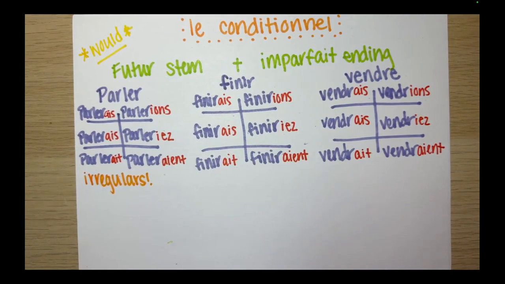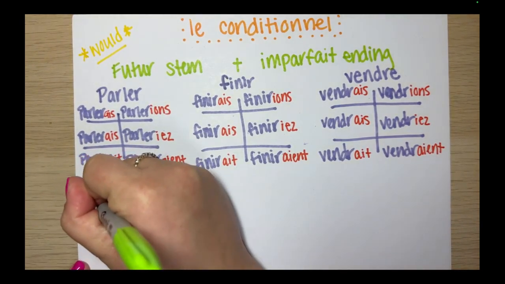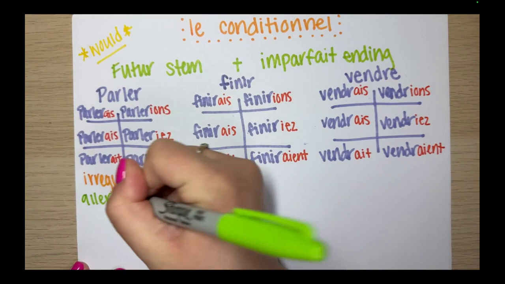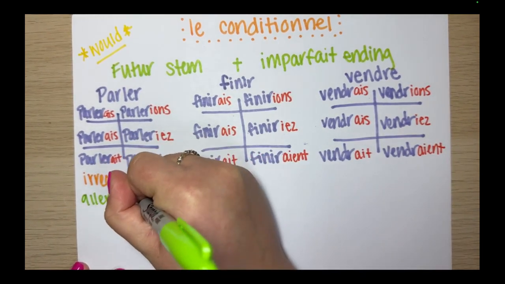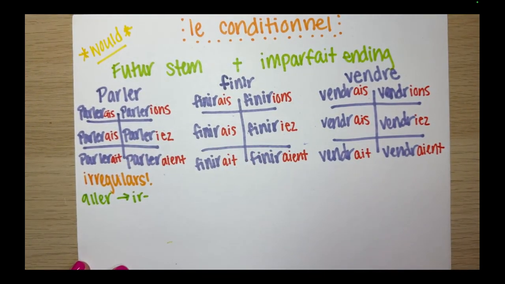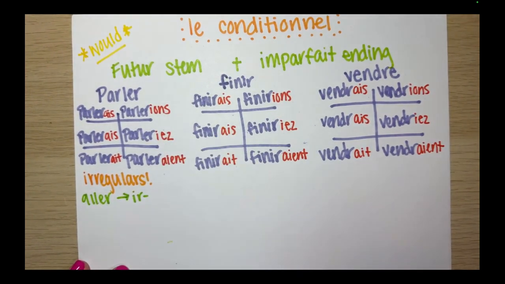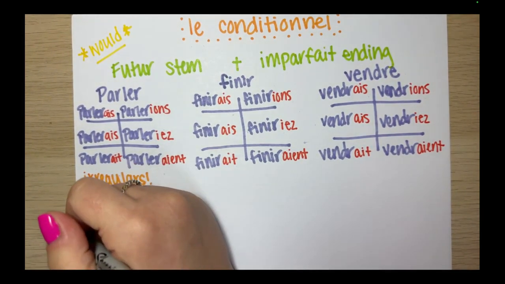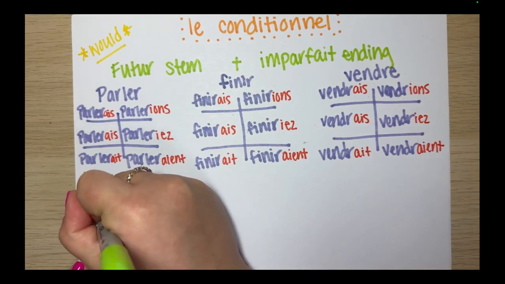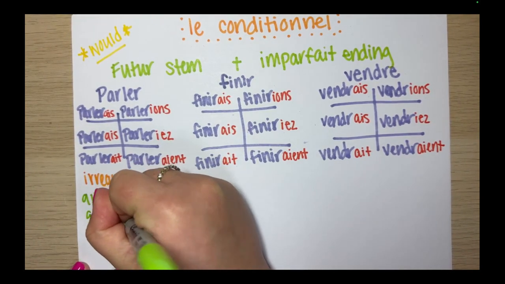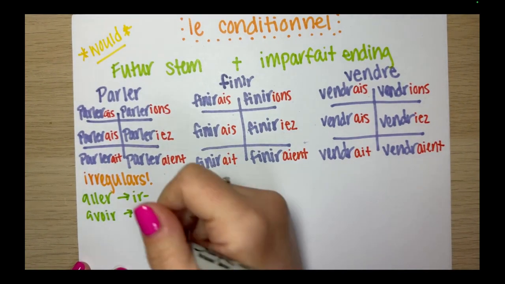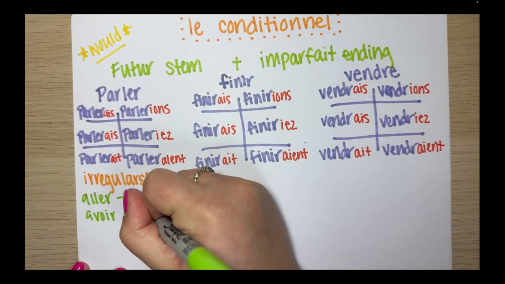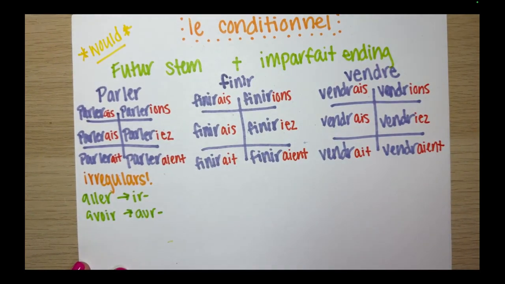Irregulars. So our first irregular that I want to talk about is the verb aller. Aller, to go. Aller changes to ir, if you forgot, ir. So ir plus les terminaisons pour l'imparfait, plus the imparfait endings. Deuxième verbe irrégulier, c'est avoir, comme toujours. Avoir is always irregular, so why stop now? Avoir change à aur. A-U-R. Aur. So, aurait, I would have had.